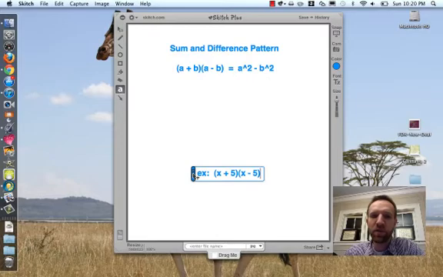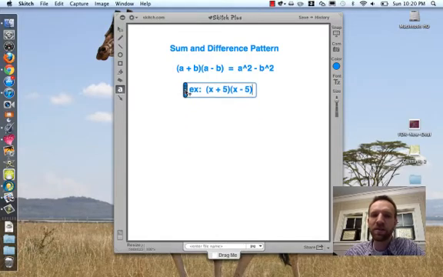That may not mean a whole lot to you yet, but let me take a look at this example right here, how this would work if we follow this pattern. I'm going to do it the long way and then show you how we can make the connection to the shortcut. So this is an example of a sum and difference pattern. We have x plus 5 times x minus 5.